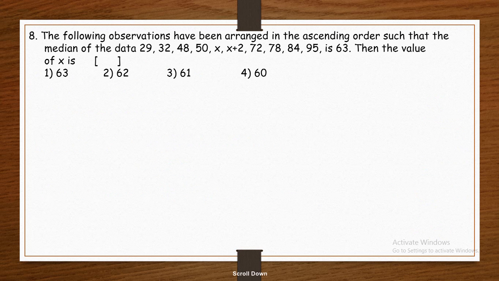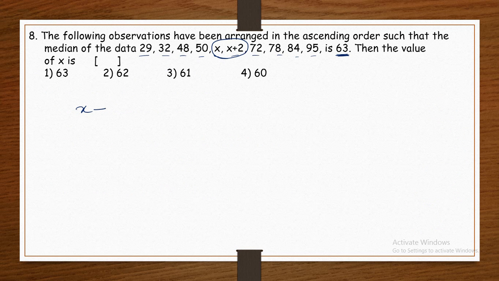Right, next moving on to question number 8. The following observations have been arranged in ascending order such that the median of the data is 63. See how many observations are there? 1, 2, 3, 4, 5, 6, 7, 8, 9, 10. So totally an even number of observations are there. Whenever you have an even number of observations, it is the average of the middle 2. That means the average of these two observations is nothing but my median.